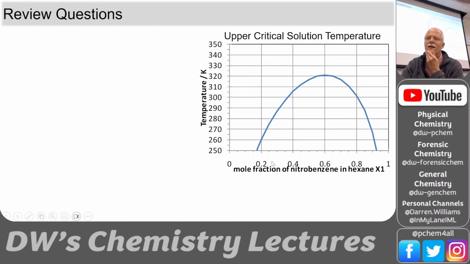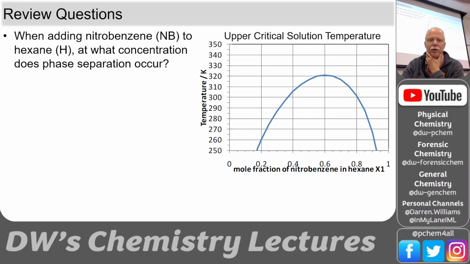So I'll ask you some review questions here at the end. So this is some graphs that I got out of that Excel spreadsheet that I made, making the upper critical solution temperature. And so if we're at room temperature and we've got a beaker of hexane and we start adding nitrobenzene to it, at what composition does phase separation start to occur? Right here.